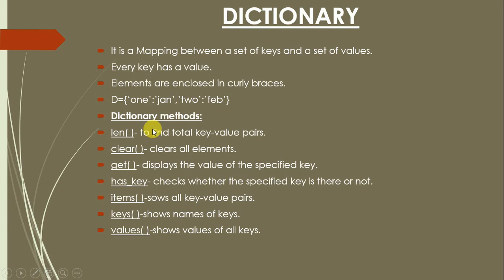Some of the methods of dictionary are: len, to find the total key-value pairs; clear, to clear all the elements or key-value pairs; get. This function displays the value of the specified key. Whatever key we provide in the parentheses, the value of that key will be shown by the get function. Has_key, with an underscore between has and key. It checks whether the specified key is there or not. Then items, which shows us all the key-value pairs. The keys function shows the names of all the keys, and the values function shows the values of all the keys.